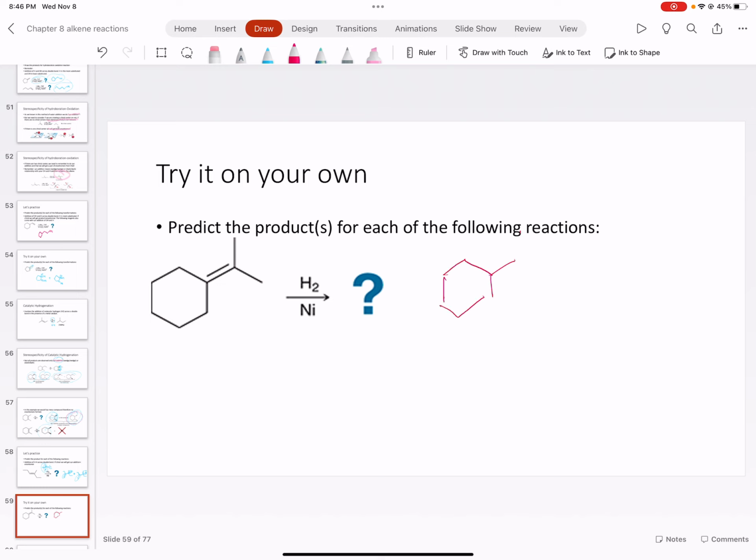This would eventually lead you to getting something like this. If you really wanted to show stereochemistry, you get this and this, or this and this. I just wanted to show that we're doing that syn addition. But since technically it's not really chiral, that answer will be wrong. So I do want to show that this one will be the correct answer.